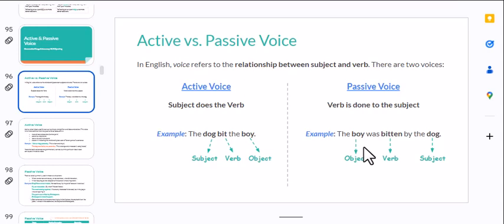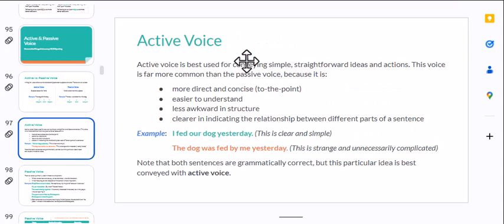I will start with the active voice. You may be wondering, when should I use the active voice? Here is the answer. I'm going to move to the next slide. These are not rules, but I collected information from the internet about the active voice in bullet points, just to understand when to use it. The active voice is best used for conveying simple or straightforward ideas and actions.